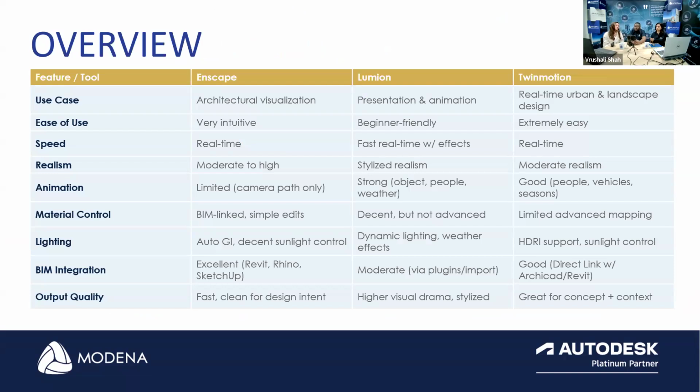Twinmotion is also a really great tool. Twinmotion comes free with your AEC collection and your Revit subscription as well. If you've got Revit, you've got Twinmotion, and you can actually use it, and it's great. I've worked with it minimally, but I do find it great. For all of these tools, it's about how much work you put into it.